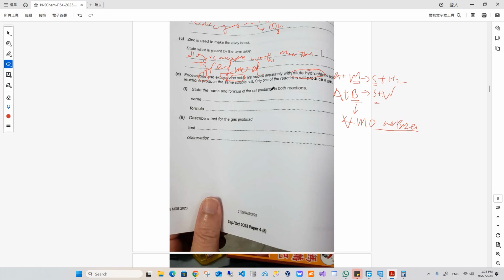State the name or formula of the salt produced for both reactions. The acid is hydrochloric acid, HCl, and then this is zinc. The salt has to be one positive ion and one negative ion. The positive ion is zinc. The negative ion comes from the acid, so it's chloride. Chloride is minus, zinc is 2 plus. Among transition elements, you have to remember zinc is 2 plus, which is why I have a 2 here. So this is zinc chloride.